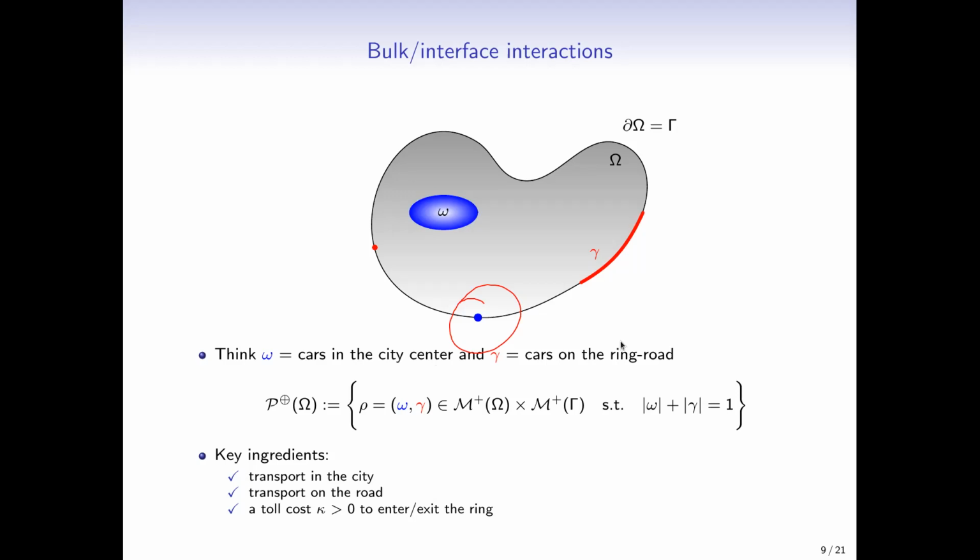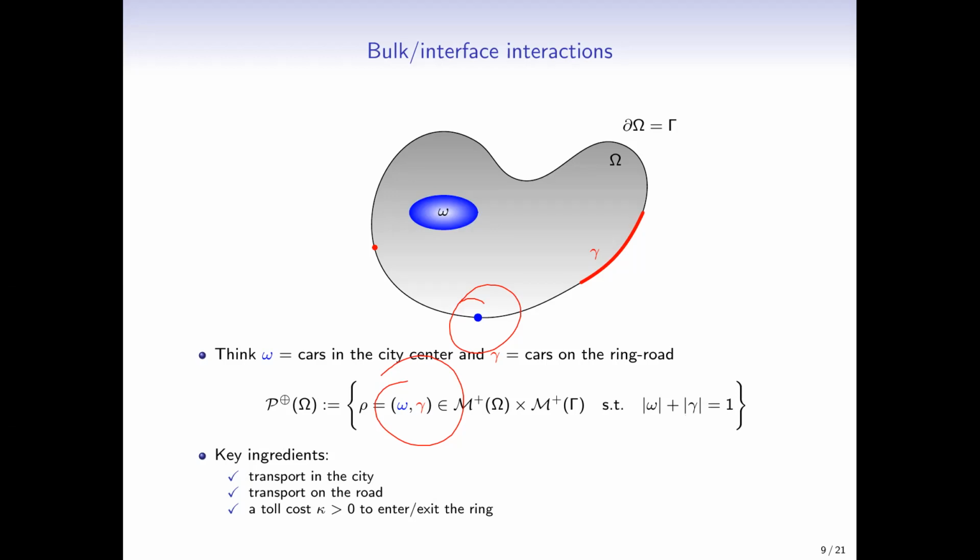So my primary space is going to be the space of pairs omega, gamma, which are both positive measures. Little omega lives on capital omega, and little gamma lives on capital gamma. And the requirement is that the total quantity of cars remains constant. So the sum of the two masses of those two measures should be 1 always. And this is what I denote by this calligraphic P plus of omega. The plus stands for the sum has to be 1. So in the rest of the talk, I'm just going to say probability measures, but when you hear probability measure, you should think pair omega, gamma such that the sum of them is a probability measure, okay?